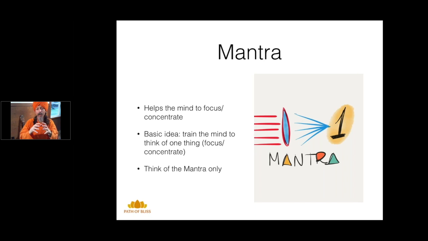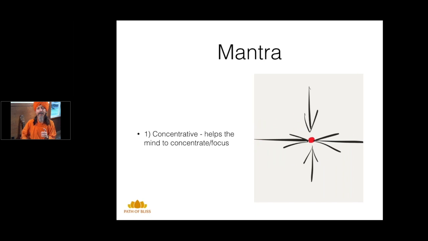But sometimes I'm trying to think of the mantra, but other thoughts come. No problem. When I notice that, then again I remember the mantra. And I make the effort to continue repeating the mantra, and other thoughts will slowly fade away. So the first characteristic of a mantra is that it helps the mind to concentrate. So I use the word here, concentrative. It helps the mind to concentrate, helps the mind to focus.